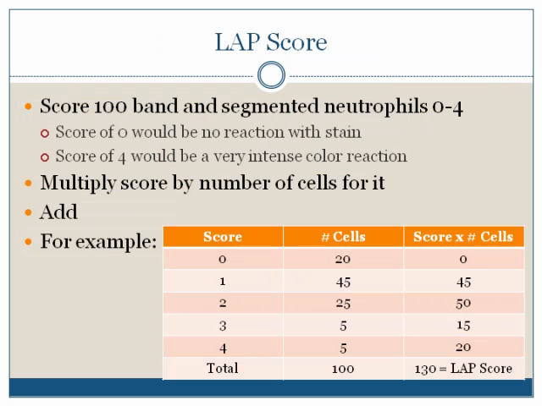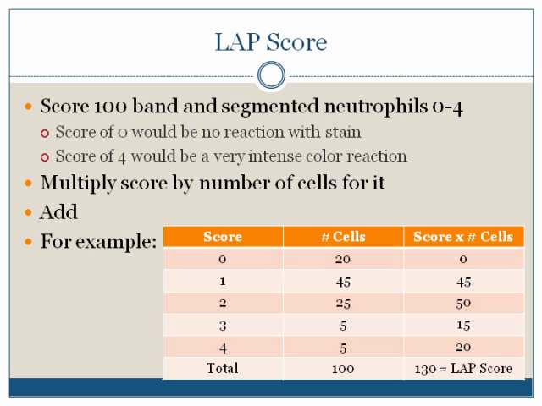All right, so let's go into the LAP score, because you have to remember how to score the stain. We are going to look at 100 banded and segmented neutrophils, and score them from 0 to 4. A score of 0 means they didn't react at all with the stain. A score of 4 is a very intense color reaction. We then multiply the score by the number of cells that had it. In the example here, we had 20 cells that were a score of 0, so 0 times 20 is 0. We had 45 cells that were a score of 1, so that's 45. 25 cells scored 2, so that's 50. 3 times 5 is 15, and so on.